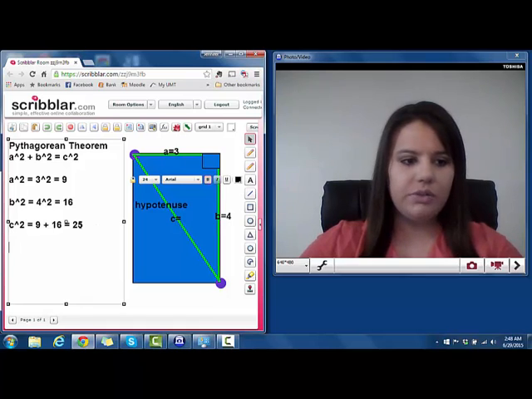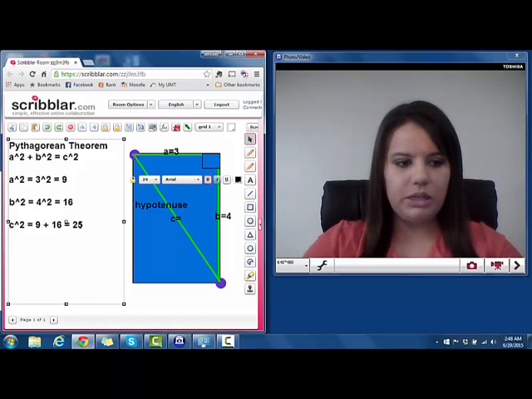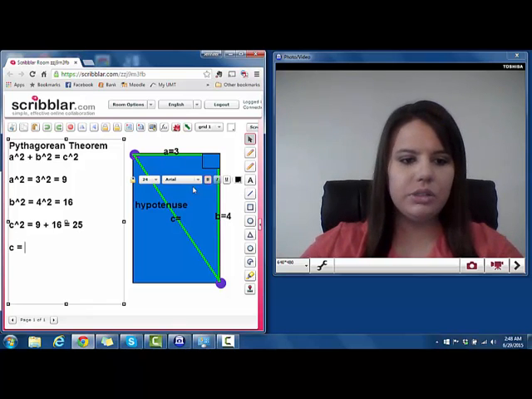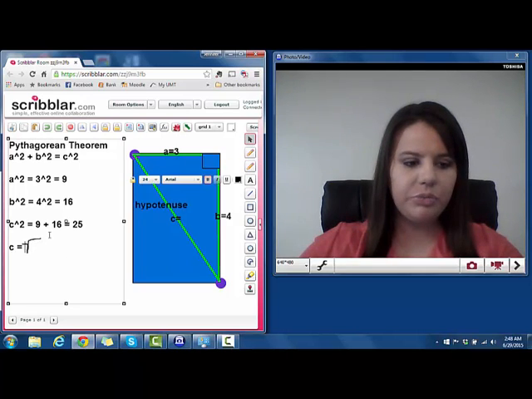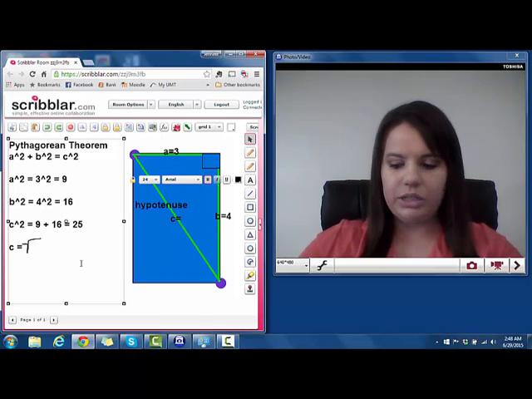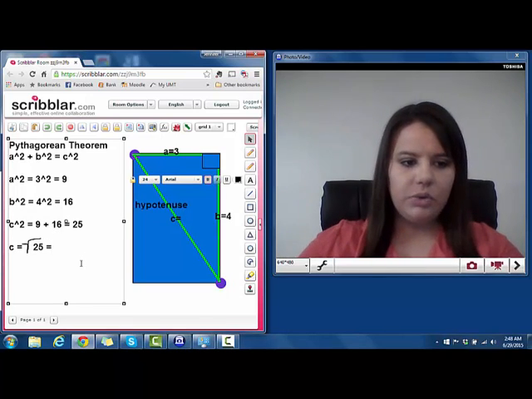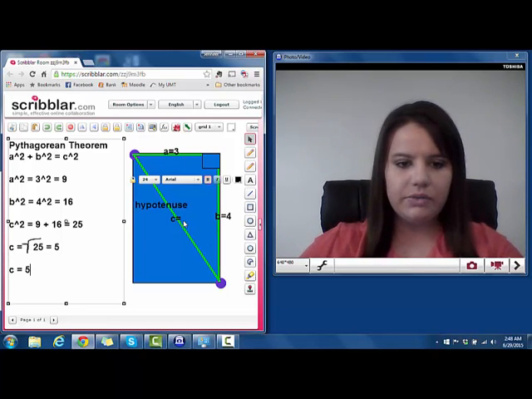So to find the value of c, we're going to take the square root of c squared, or the square root of 25. To do so, we're going to use a button on our calculator that looks like this. What we're doing is finding the square root, or finding the number that when multiplied by itself is equal to 25. So the square root of 25 is equal to 5. Therefore, c is equal to 5.